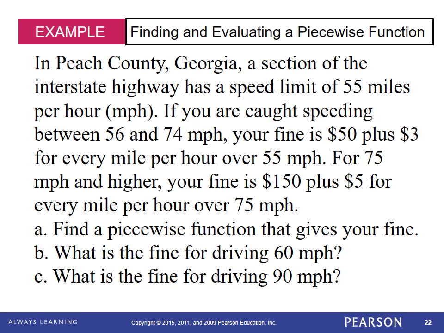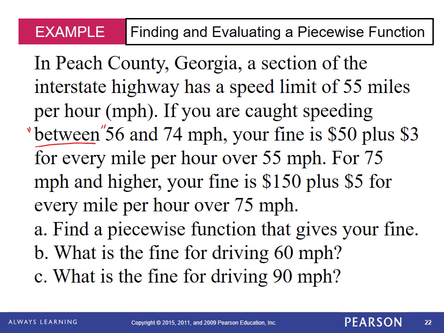The only thing I don't like is the word "between" here, because in mathematics, between actually does not include the endpoints. That's only my little beef with this problem. For 75 miles per hour or higher, your fine is $150 plus $5 for every mile over 75. So let's see how we write a piecewise function.